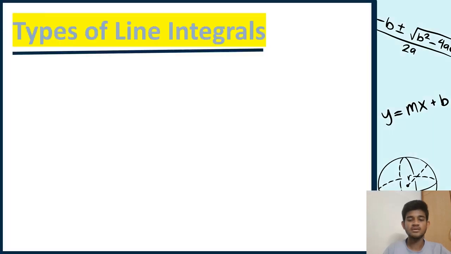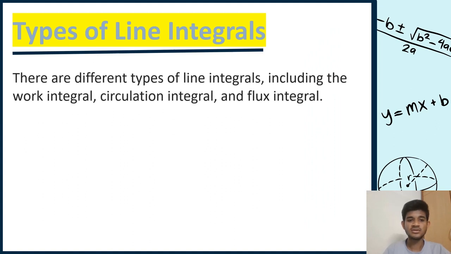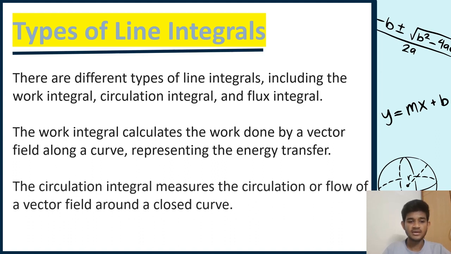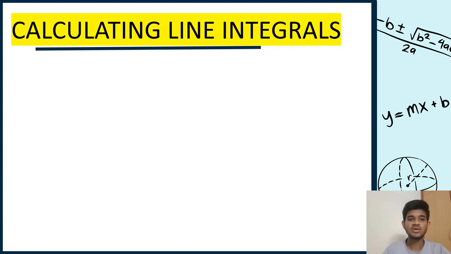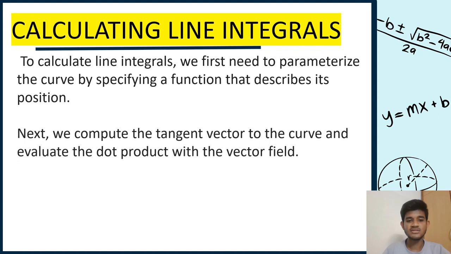Now let us see the types of line integrals. There are different types of line integrals, including the work integral, circulation integral, and flux integral. The work integral calculates the work done by a vector field along a curve, representing the energy transfer. The circulation integral measures the circulation or flow of a vector field around a closed curve. Now let us see how to calculate the line integrals. To calculate a line integral, we first need to parameterize the curve by specifying a function that describes its position. Next, we compute the tangent vector to the curve and evaluate the dot product with the vector field. Finally, we integrate the dot product over the parameter range of the curve to obtain the line integral.